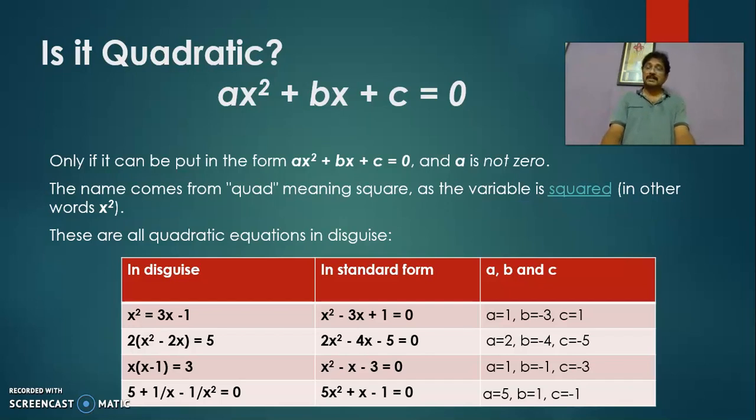Let's take one more. 5 plus 1 by x minus 1 by x square equal to 0. So x square is appearing in the denominator. If the variable appears in the denominator, then that's not a polynomial; we can call it an algebraic expression only. A lot of confusion may come. But when you multiply the total equation by x square, the equation is converted to 5x square plus x minus 1 equal to 0, where a equal to 5, b equal to 1, c equal to minus 1.